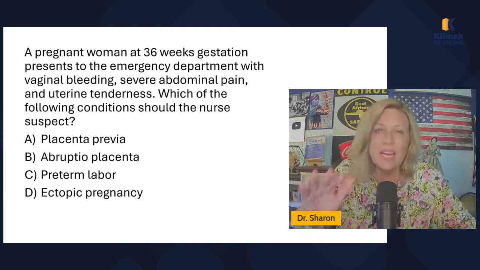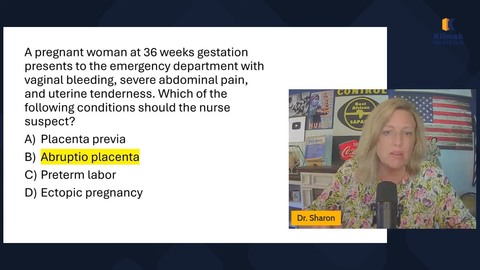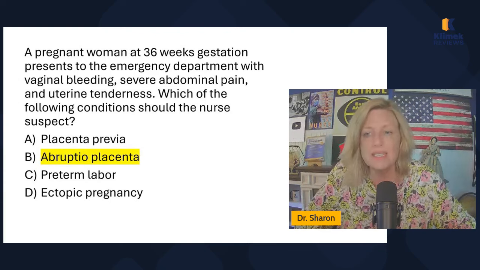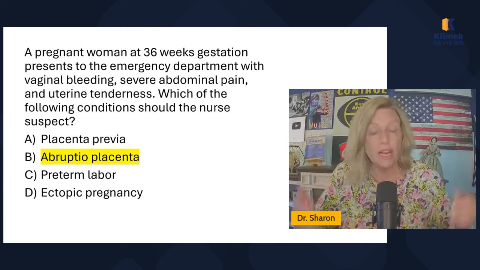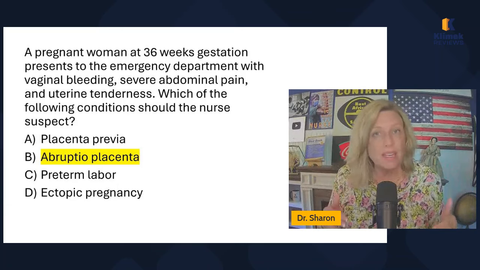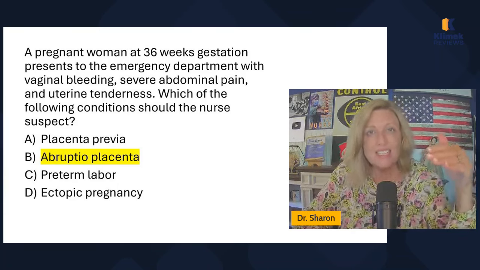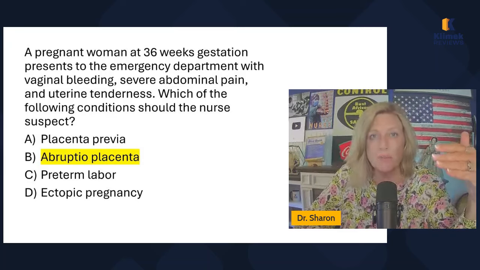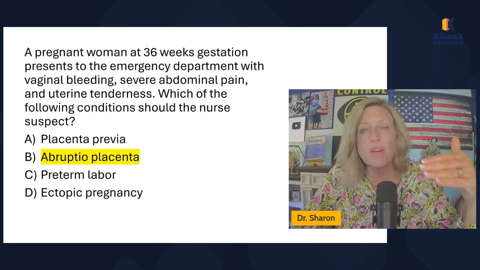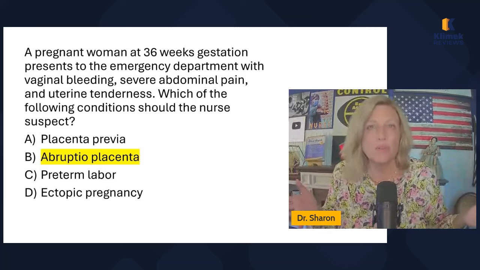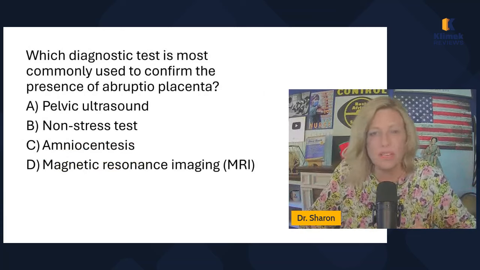Ectopic pregnancy. She wouldn't have gotten to 36 weeks with an ectopic pregnancy. Okay. So abruptio placenta is the only answer here. And I hope you understand why I did not pick the answers I did not pick and how I thought through it. It's not that it's such a hard question. I mean, you can memorize the information, but it's hard to memorize everything. It's not possible. So you have to be able to clinically reason through things.